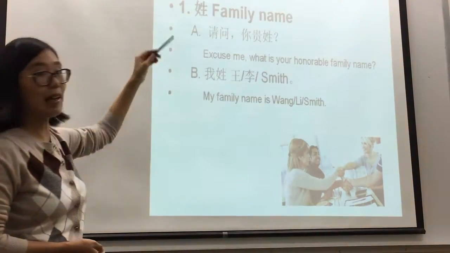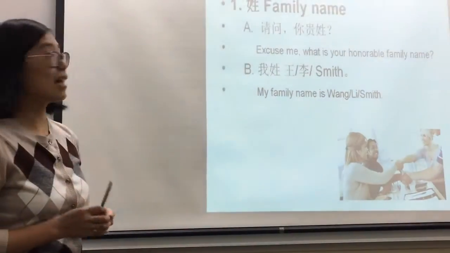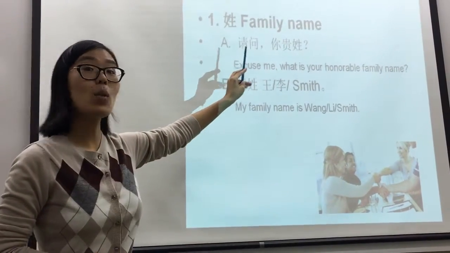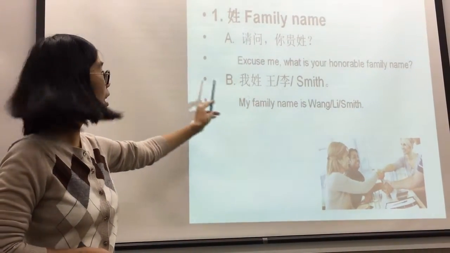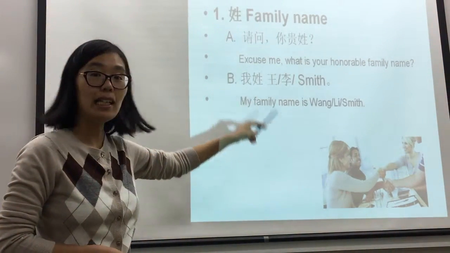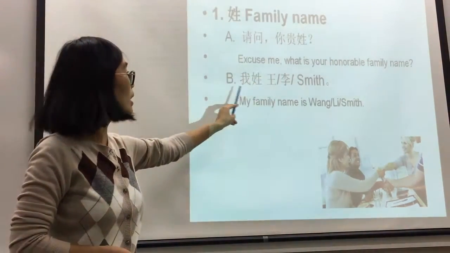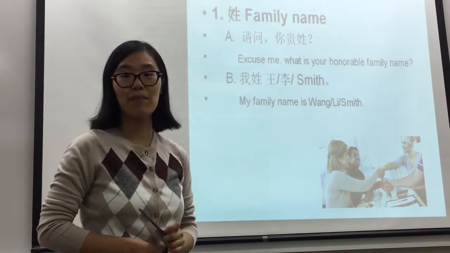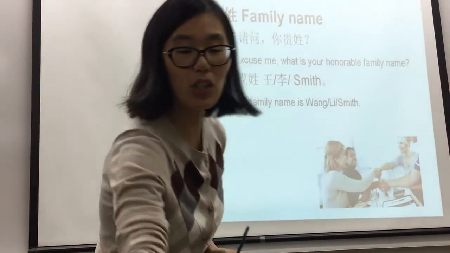This is the basic dialogue. So now please repeat after me again. 请问你贵姓? 我姓王，我姓李，我姓 Smith. Let's talk about the new words first.